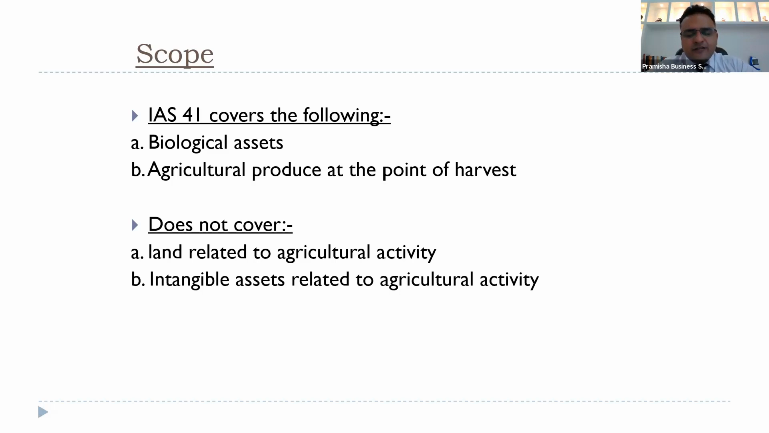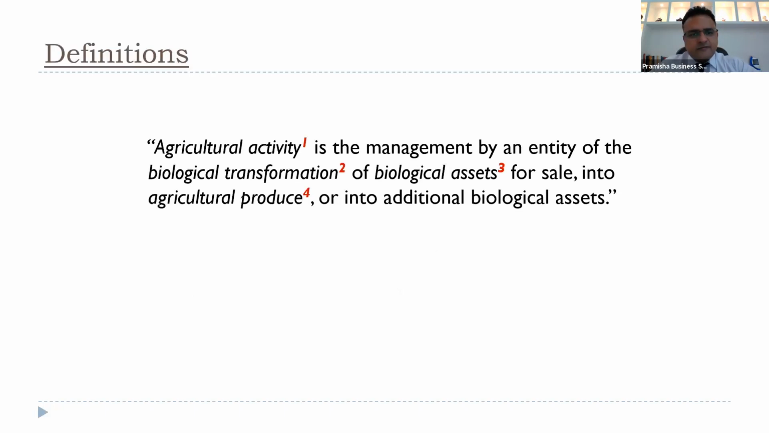Intangible assets related to agriculture activity, whatever we are using, any license we have got for using any land, or if we have taken it on contract basis, that intangible asset or agreement doesn't come under the purview of IS 41. IS 41 covers biological assets if you are able to record the change in terms of quality and quantity, if it is a living animal or plant, or if it is agricultural produce, till the point of harvest.